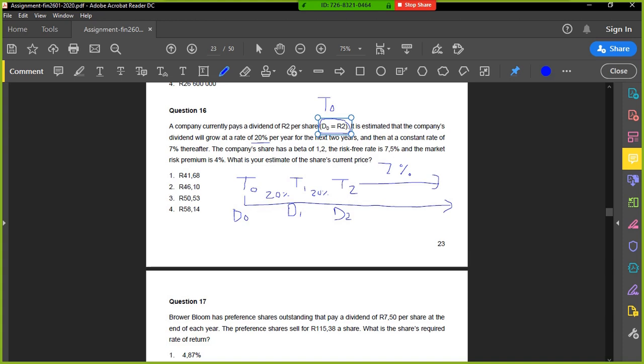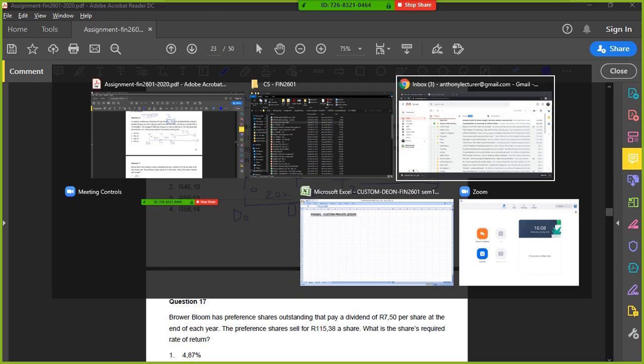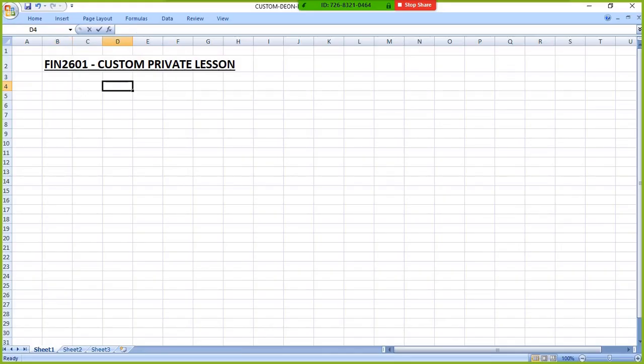Okay, just a tip. I would draw a timeline so that you can see what's happening. Okay, that's the best approach. So I'm going to leave this here, but I'm going to also just draw it here as well so you have this. So I can email it and then you can just go back and look at it. Time 1, time 2, time 3 onwards. Okay, so right now you've got div 0, which was 2 rand. Okay, div 1, div 2. You know from the question that there's going to be 20% growth from one dividend to the next.